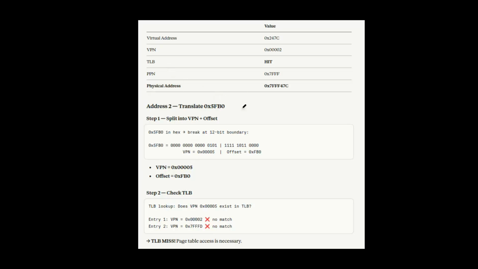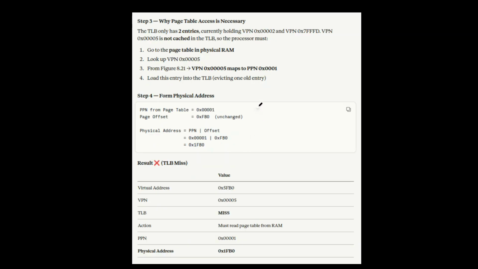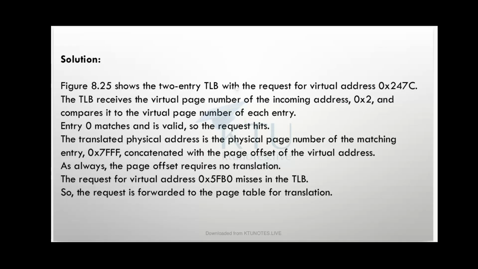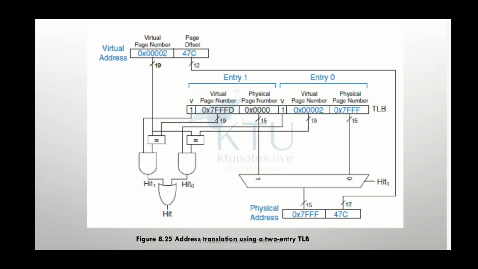But the next address, if you take it, FB0 is the offset, and 0x5's physical address we know, but that is present in the physical memory and not in the TLB. In the TLB that 0x5 value is not present, so you are not going to get it from there. So you are going to load that page table entry from the physical RAM, take the VPN value and map that. What happens is that you load this entry into the TLB also, in case you require it again. So a TLB miss would happen here. That is what you have to understand. Here a TLB miss would happen, there a TLB hit would happen.